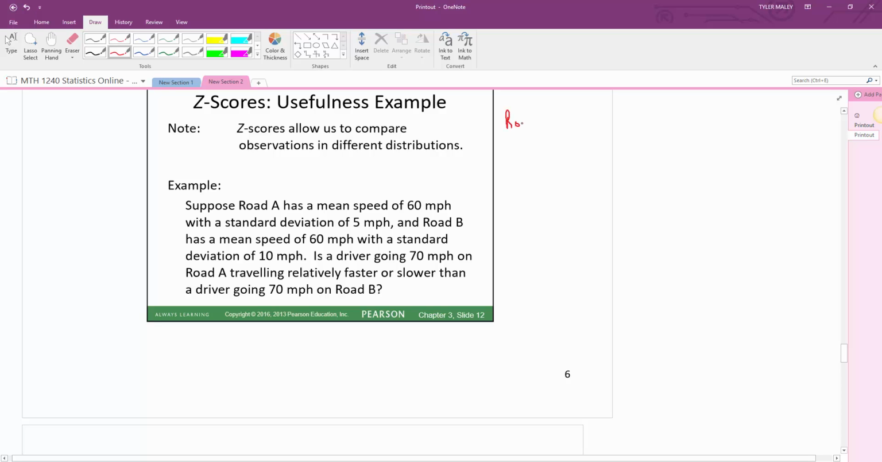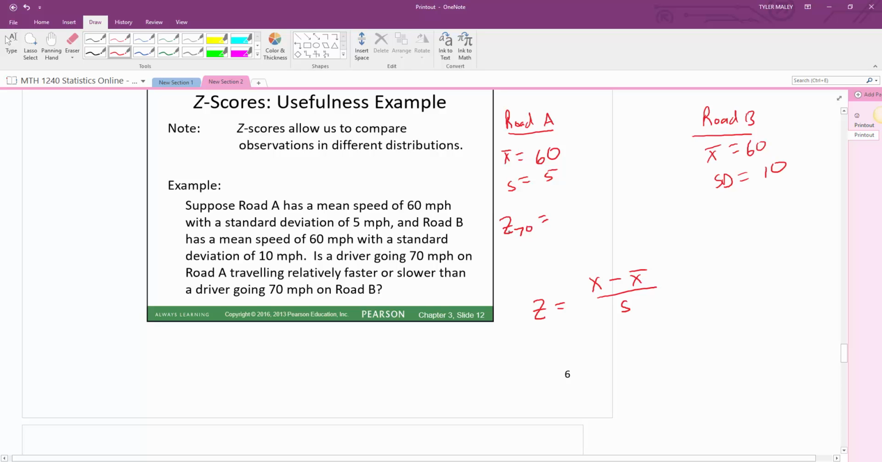So let's write this down. So I have road A and road B. So remember my z-scores: I take my x value minus my mean and divide by my standard deviation. So for road A, the mean speed is 60 miles per hour, and the standard deviation is 5. For road B, the mean is also 60, but the standard deviation is 10. So I want to find the z-score for the x value 70. Oftentimes we'll put a subscript with the z value, and that helps us just remember what x value we're plugging into it. So a z value for the x score of 70 would be this.